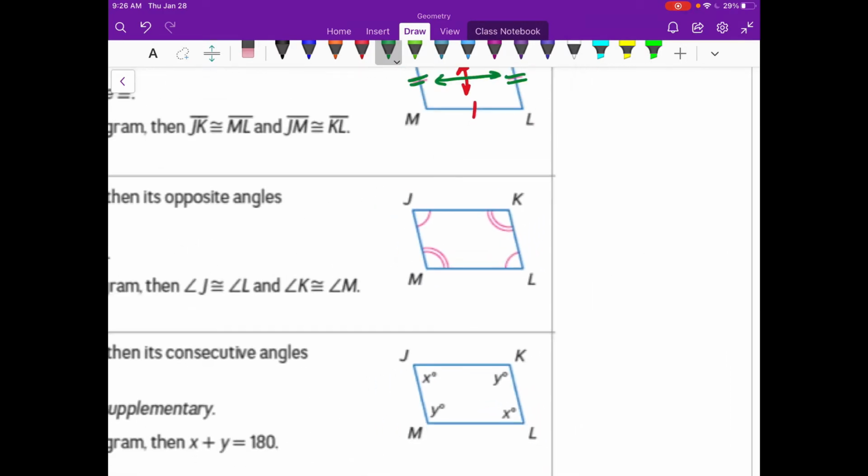So in a parallelogram, our opposite angles are going to be straight across the way like this. So those are marked congruent. And then so are these two. And those are also opposite.